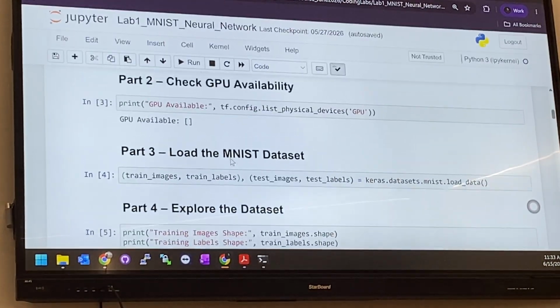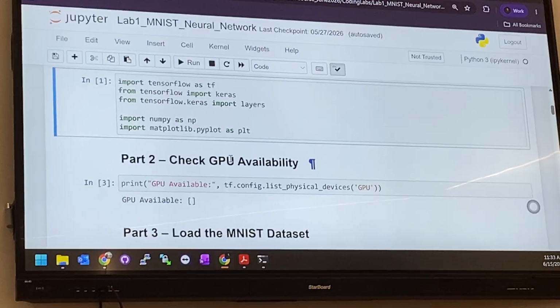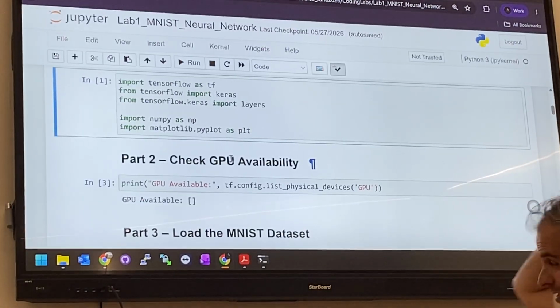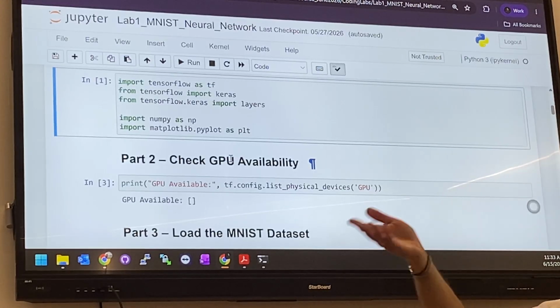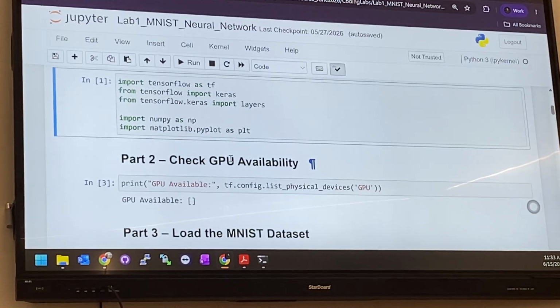There are the libraries I'm loading initially: TensorFlow, and NumPy, which is the library for the data.